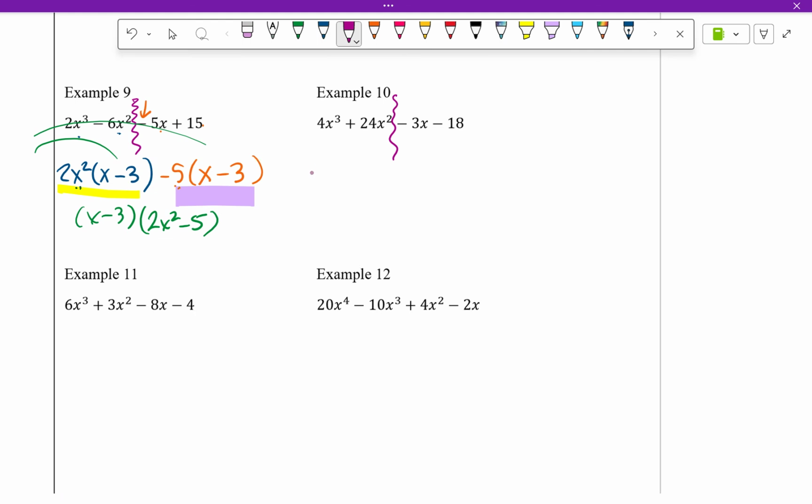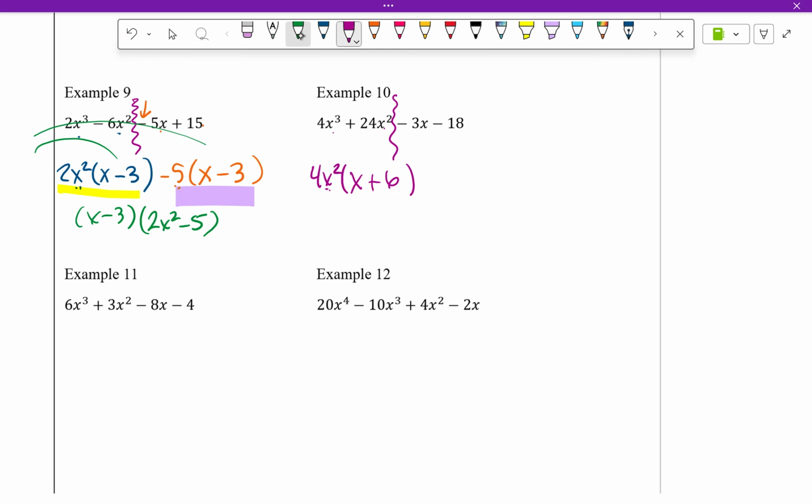All right, in that first group, what is the greatest common factor? 4x squared. Good, 4x squared. All right, what times 4x squared is 4x cubed? X. What times 4x squared is 24x squared? 6. So we're hoping that we get an x plus 6 out of the back, right? We might not, but we're hoping that happens.